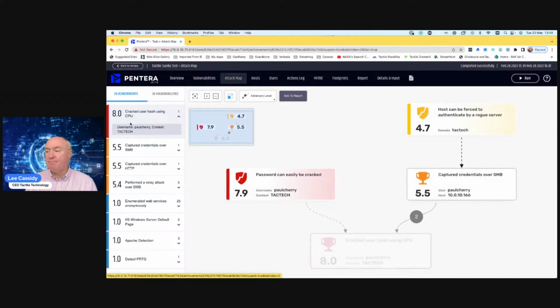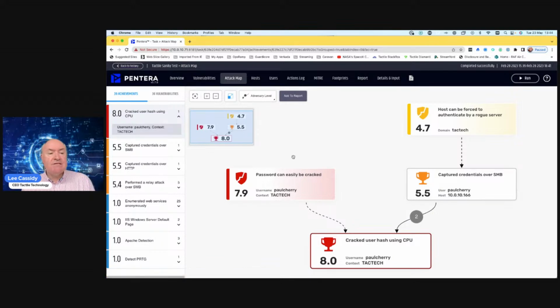It's cracked some credentials. So when we go in here, it takes us to what we call the attack map, and the attack map shows us what's happened. So we've started off with a 4.7 vulnerability, and that's allowed us then to capture some credentials. What we can do then is look at if we can crack that password easily, and then it's taken us to this 8 because we've used both of those capabilities to be able to achieve getting a full password and utilization.